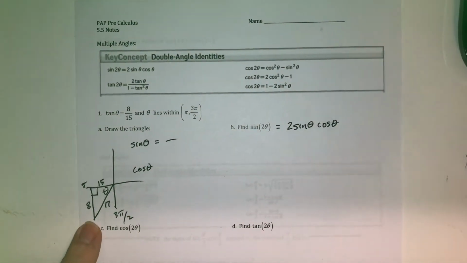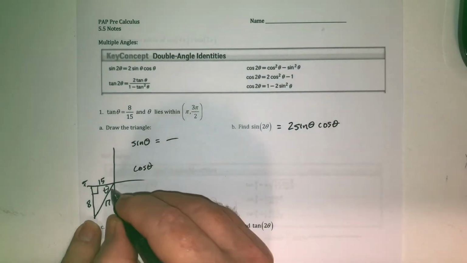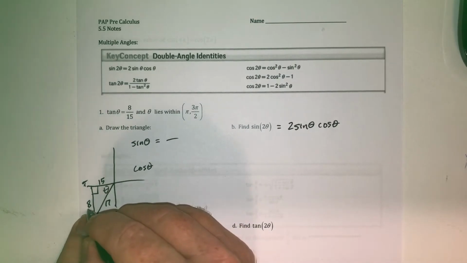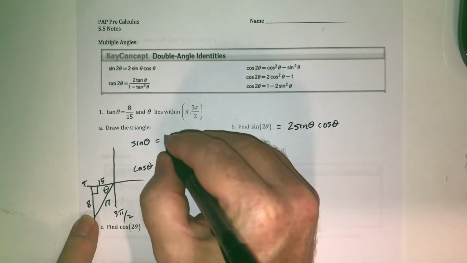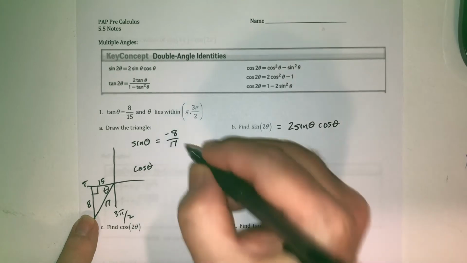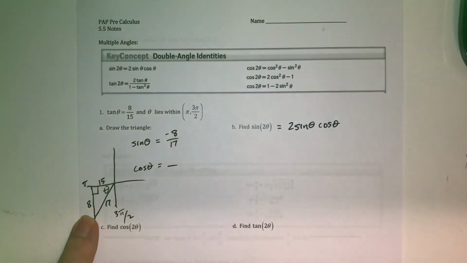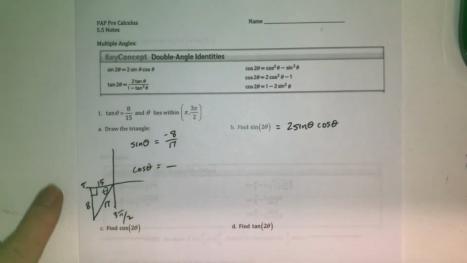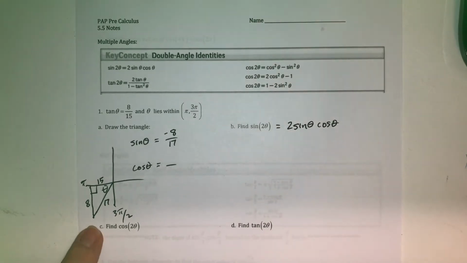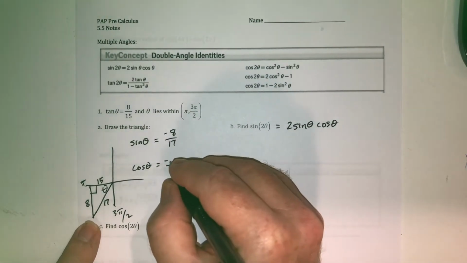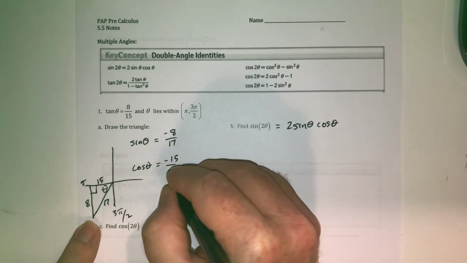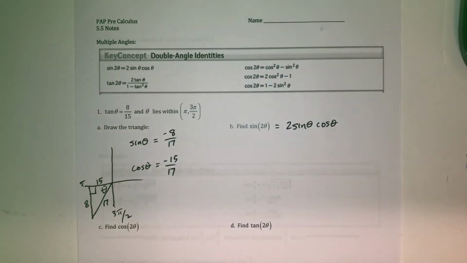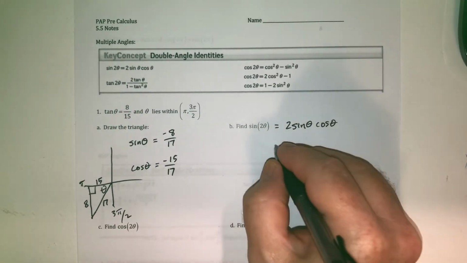The sine is negative in the third quadrant, and it's the opposite leg, 8, divided by the hypotenuse, 17. So negative 8/17 is the sine. The cosine is also negative, because the x coordinate's negative there in the third quadrant. So it's negative, and it's the adjacent leg, 15, divided by the hypotenuse, 17. So there's your sine and your cosine. Now we'll bring those over and we'll put them in.